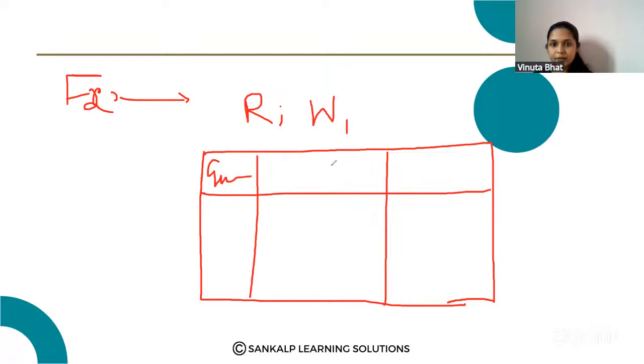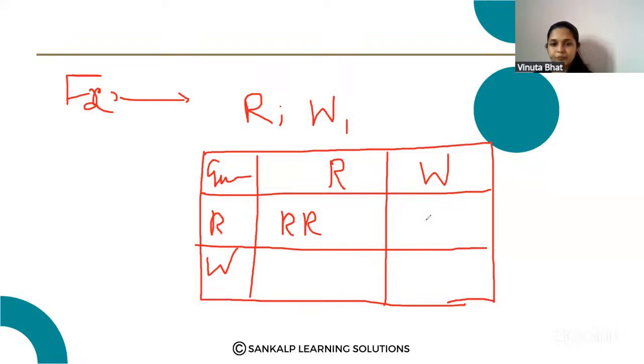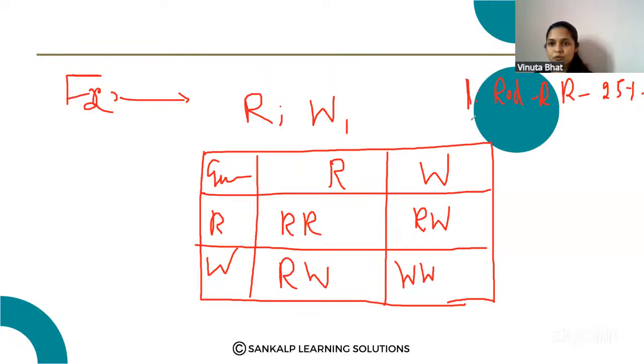So I will write the gametes here, R, W. Here also R, W. So just add and write here R, W, and here also R, W and W. In the question they had already given that red color flowering plants, that is RR plants, were 25% in the F2 generation. That is also the same. Only one red plant is produced out of four.